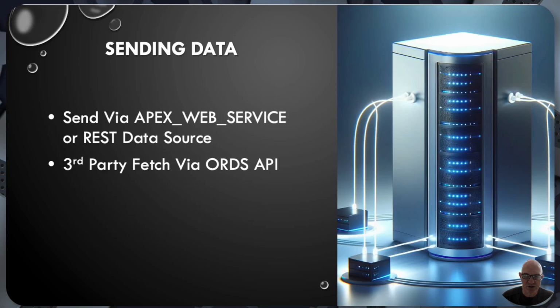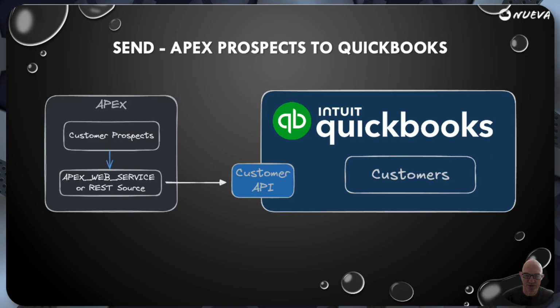One is sending data to a REST API using the Apex Web Service PL/SQL API or REST data sources. The other is to allow third parties to come and fetch data via ORDS REST APIs that we host. So let's start by looking at some examples.